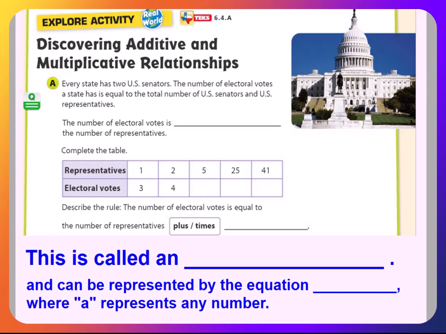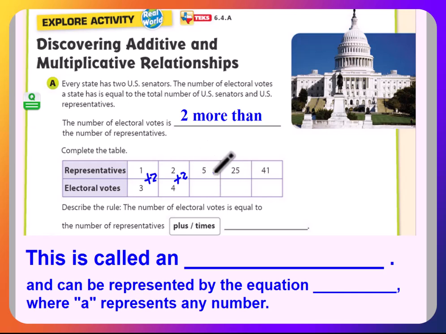Okay. It says every state has 2 U.S. senators. The number of electoral votes a state has is equal to the total number of U.S. senators and U.S. representatives. Okay, so the number of electoral votes is 2 more than the number of representatives. So we can complete this table. If we have 1 representative, then the total electoral votes will be 2 more than that 1, which would be 3. If we have 2 representatives, then the total electoral votes would be this 2 plus 2 more, which is 4.